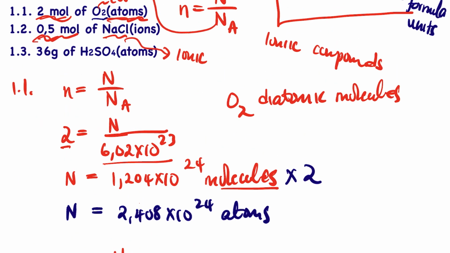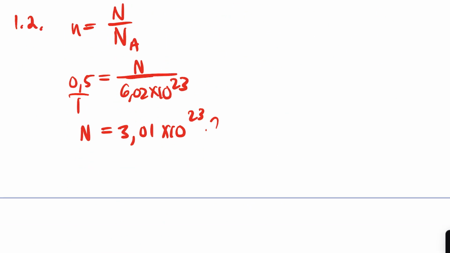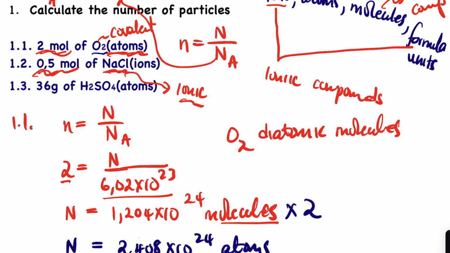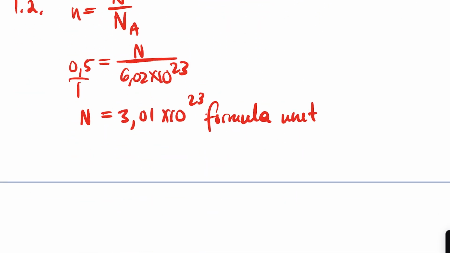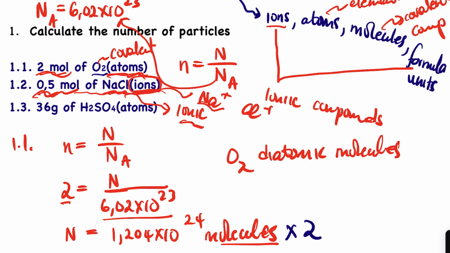Since this is an ionic compound, guys, it is going to be a formula unit. And now that we want the ions, the question wants the ions, which is the type of particles. Since it's sodium chloride, the ions are a sodium ion and a chloride ion there. So it's 2 of them.